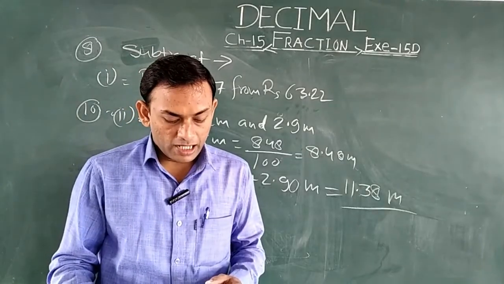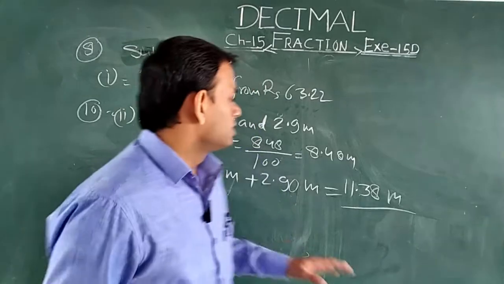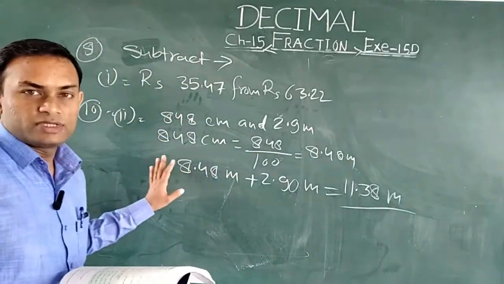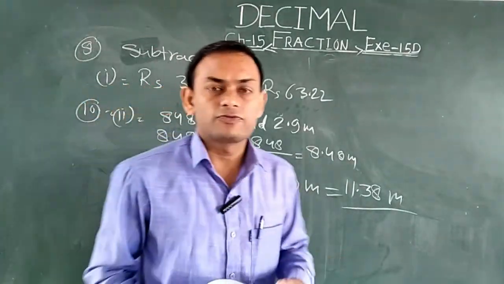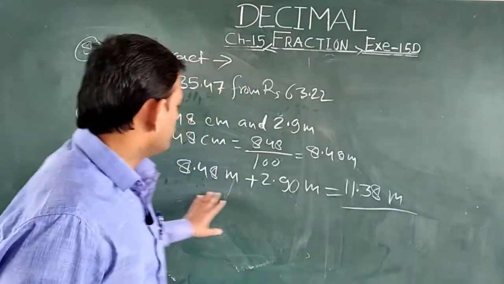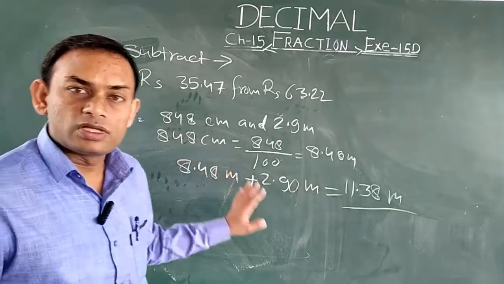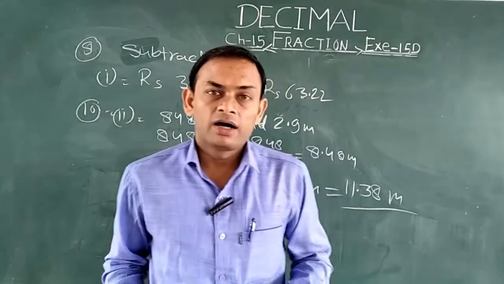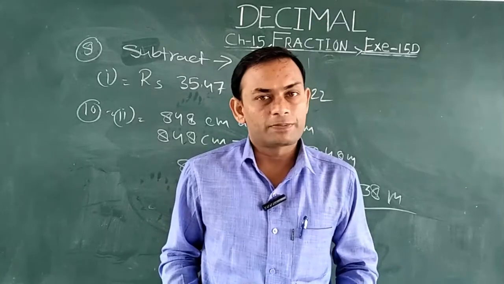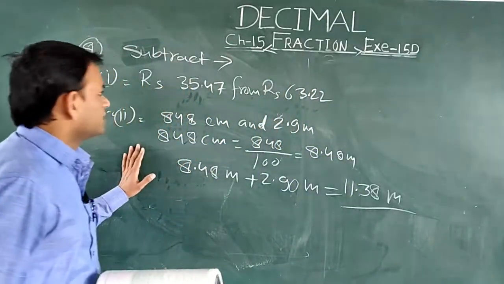Okay. After that, questions 11 and 12 are exactly the same. You will do it like this. Wherever different units are there, first of all you will change them into the same units. Then you will change the unlike decimal numbers into like decimal numbers, and after that you will add or subtract. Okay, so the rest of the questions are exactly the same.